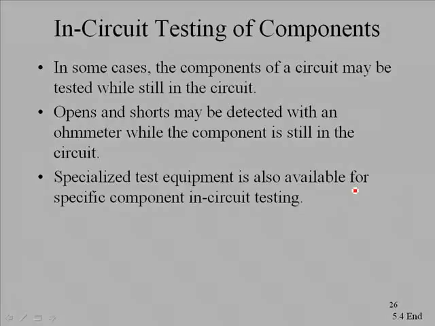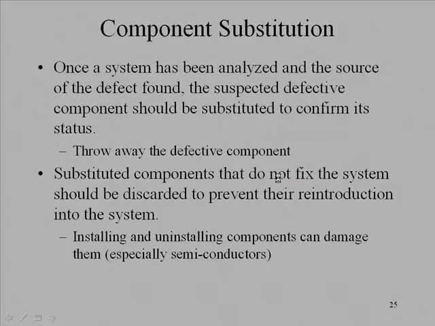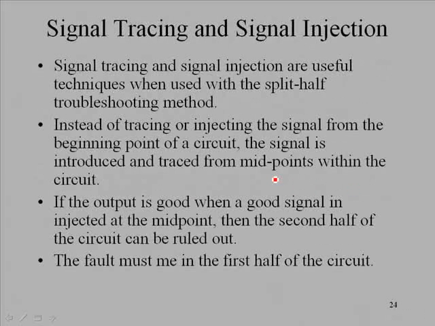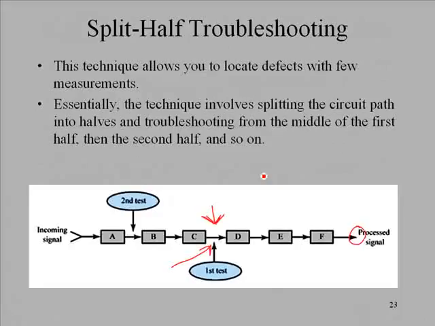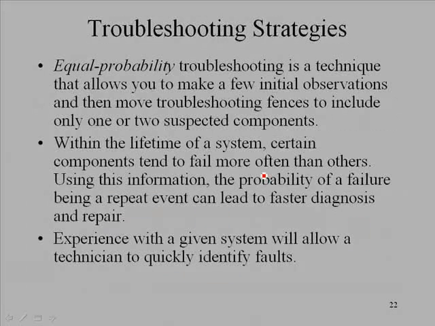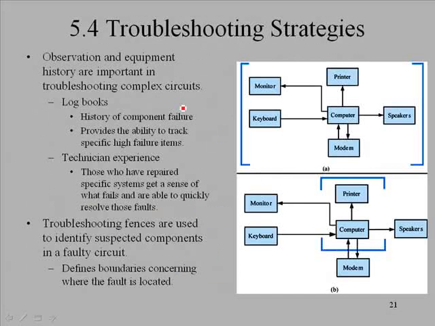Okay, so this wraps up our look at troubleshooting. We finished off talking about testing components while they're in the circuit. We looked at component substitution, briefly looked at signal tracing and injection, and split half troubleshooting. This was the divide and conquer from the first chapter. Troubleshooting strategies. And we started here on this page.